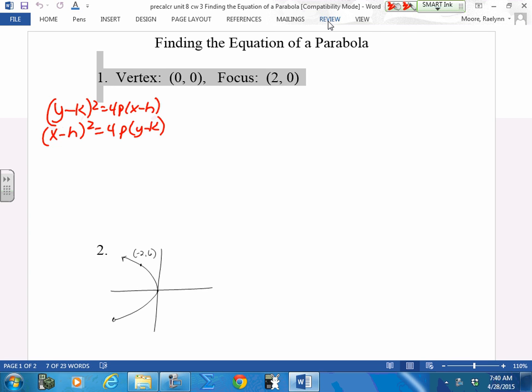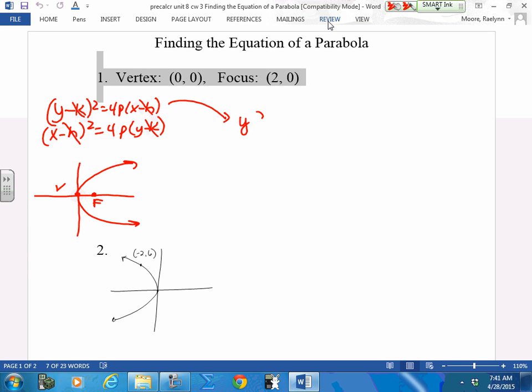Okay, so now, what you want to do to find the equation for this one is to sketch it first. You have a vertex, 0, 0, and you have a focus, 2, 0. Your focus is over here. So if this is my vertex and this is my focus, which way is this going to open? To the right. So which one is this going to be, a y squared or an x squared? A y squared.